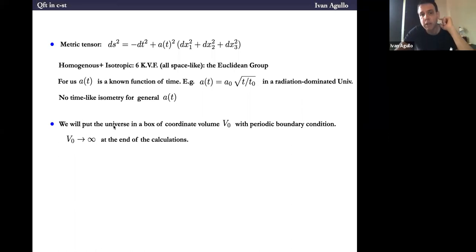For convenience, I'm going to put the universe in a box with periodic boundary conditions, a box of volume V0. The reason is that we are going to do Fourier transforms, and if the space is non-compact, the Fourier modes are not normalizable with the Klein-Gordon product. They are normalized to the Dirac delta, which is not a normalization. So, just to have more mathematical control, the trick is you put the universe in a box with periodic boundary conditions. Then the Klein-Gordon norm of plane waves is the Kronecker delta. You do calculations, and once you derive physical quantities, you take the volume to infinity at the end of the calculation when everything is under control.